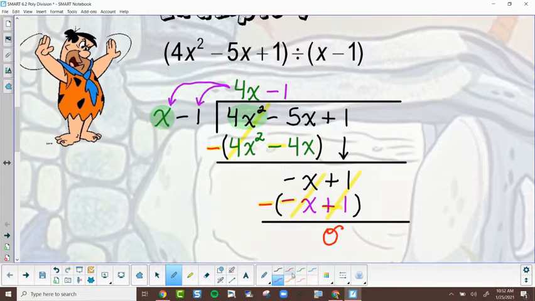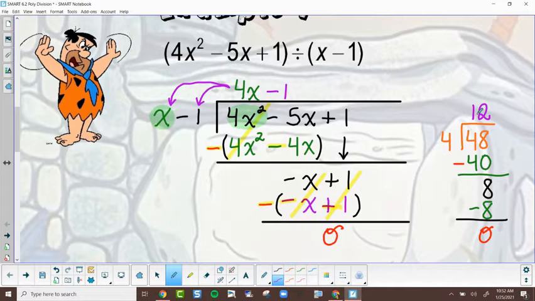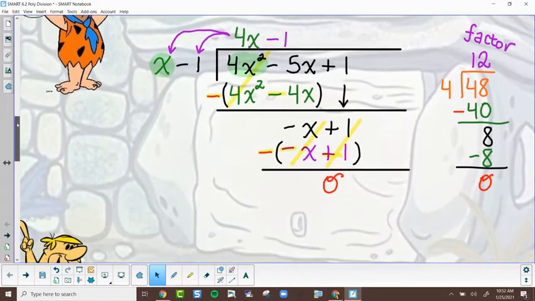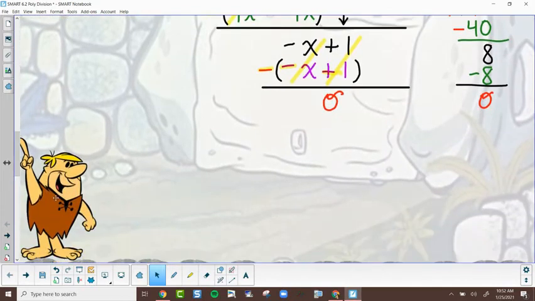Now, these are very special numbers, because let's say I do 48 divided by 4, okay? The way that we describe that is we would say that 12 is a factor of 48. It is part of that piece. And you can do the same thing here with polynomials. Remember factoring?